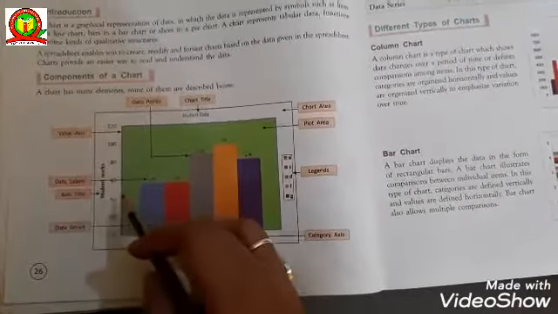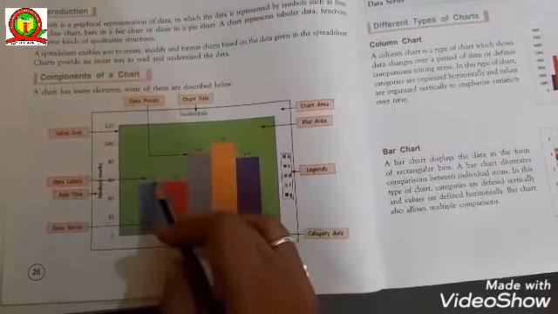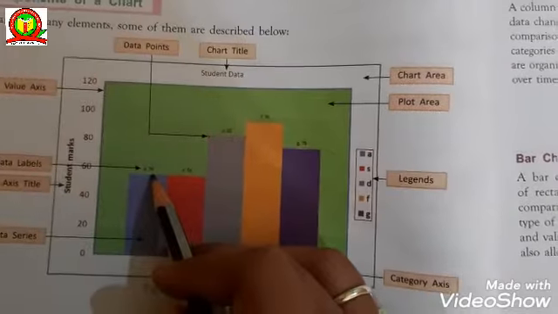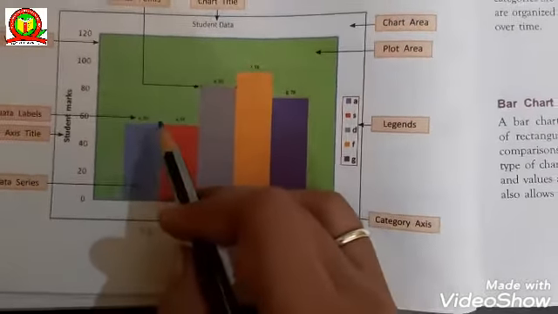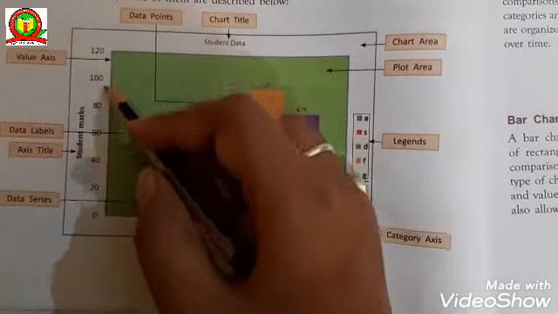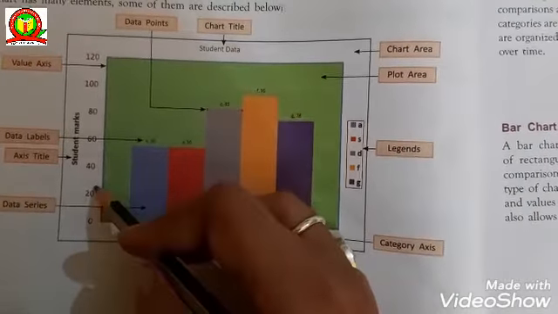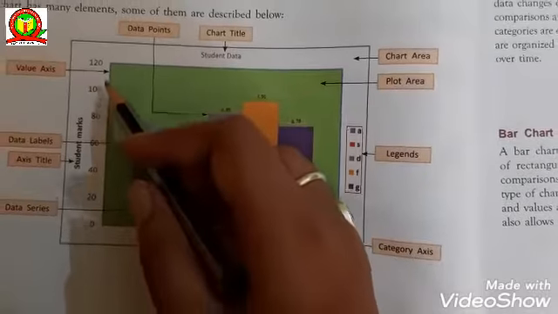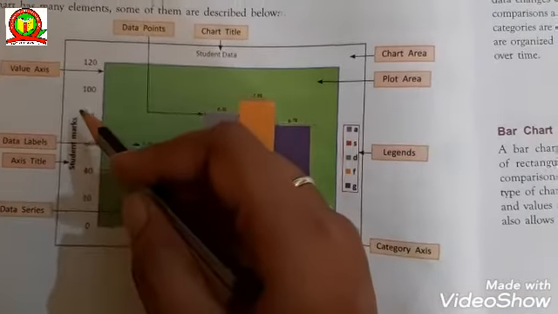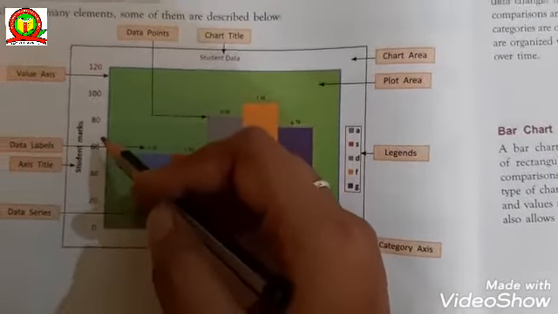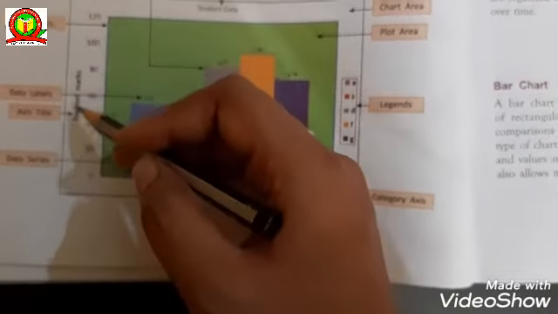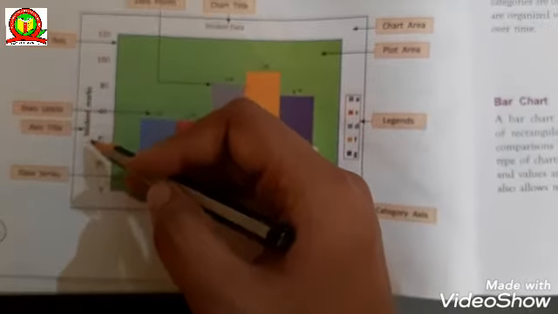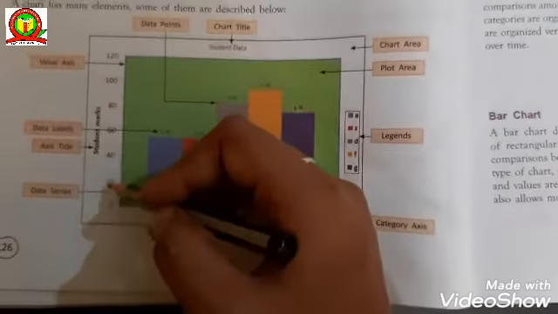Okay. Now the thing which is written over here is the data labels. Okay, this is the data label. Now the serial numbers which start from 0, 20, 40, 60, 80, these are the numbers. These are the students' marks, as we have taken an example of the marks obtained by the students. Okay. So this we call axis title.